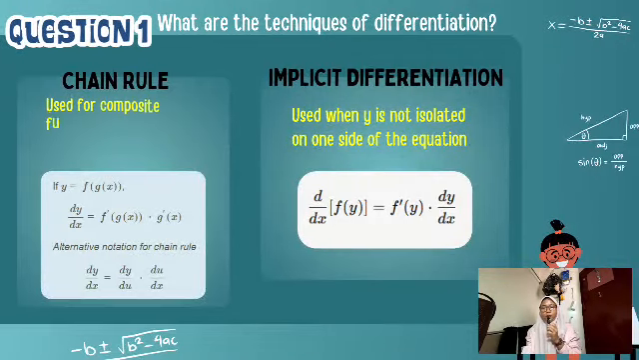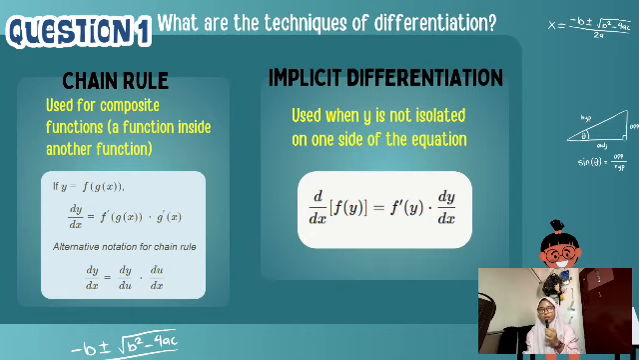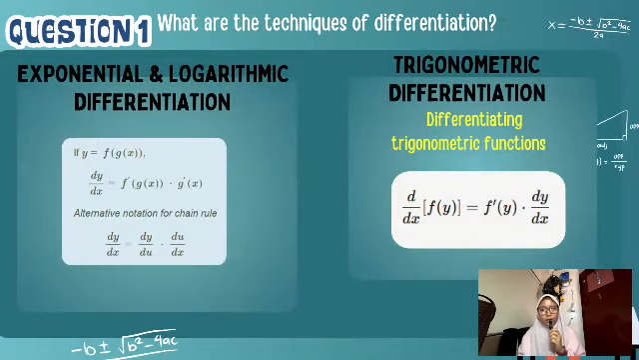Other than that, we also have the chain rule, used for composite functions, which is a function inside another function. Then we have implicit differentiation, used when y is not isolated on one side of the equation. Not only that, we also have exponential and logarithm differentiation. And the last one is trigonometric differentiation, which is differentiating trigonometric functions such as sine, cosine, tangent, cosecant, cotangent, and secant. That's all for the techniques of differentiation.